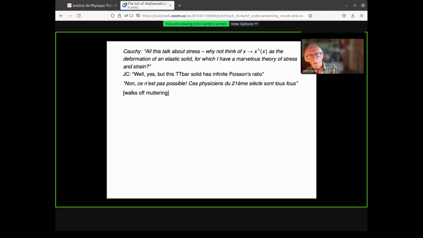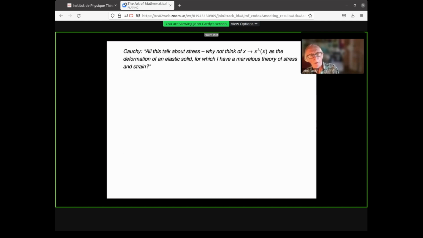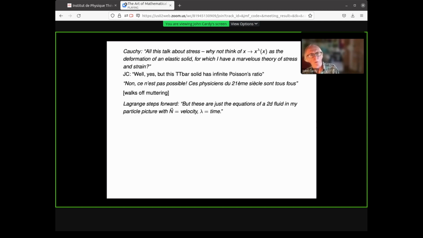You're all mad. But then Lagrange picks up and says, but if you look at our equations here, if you think of R as a position of a particle in a two-dimensional fluid and lambda as time, and n is the velocity, these are just the equations of a two-dimensional fluid, with n being the velocity and lambda being the time in the Lagrangian picture of a fluid.